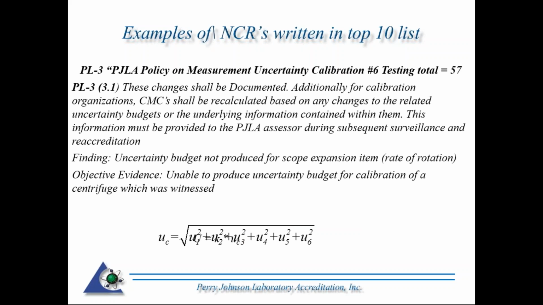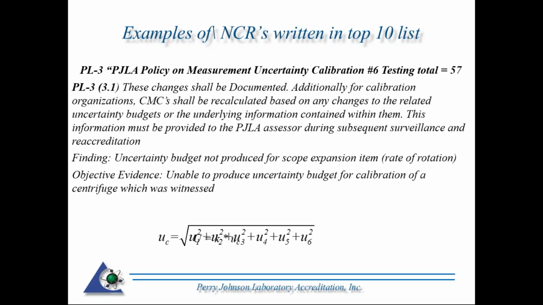But those look like they ran together there. That's basically where you identify, quantify, and combine the significant contributors to measurement uncertainty. So this is an example of a situation, and you can read what the finding and the objective evidence is, where a particular organization wanted to increase their scope. A scope expansion. In this particular instance, it was rate of rotation, probably trying to get calibrating of centrifuges on their scopes.